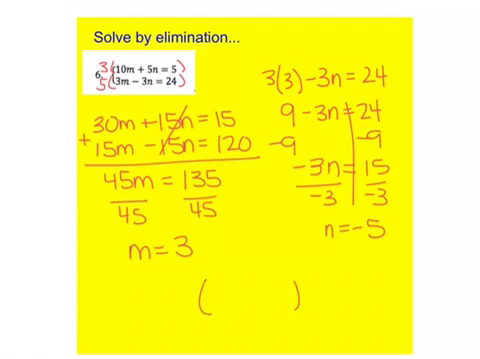So now, a lot of the times I get the question, well, Ms. Fearing, which one's my x and which one's my y? Think about your alphabet. Which letter comes first in the alphabet? M, N, O, P. So M is your X technically, and N is your Y.